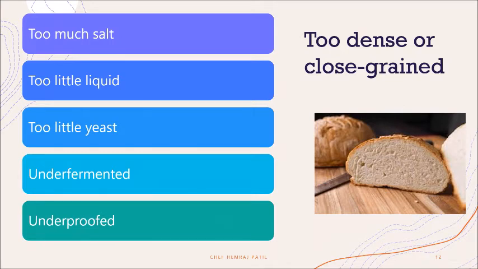Underproofed. If the bread is not kept for proofing for enough time, fewer gases are formed. And the last one is under fermentation. Once the dough is made, you should keep it for enough time for fermentation so that enough gases are formed by the yeast, which helps your bread to rise nicely and have a desirable texture.